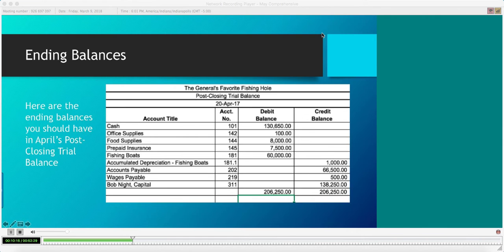So here is the post-closing trial balance. You can either take a screenshot, I could send you a copy of the picture. You can jot down the numbers quickly. It's pretty much whatever's easiest for you. Would you guys like me to send you a picture of the post-closing trial balance? That way you have what it should look like.